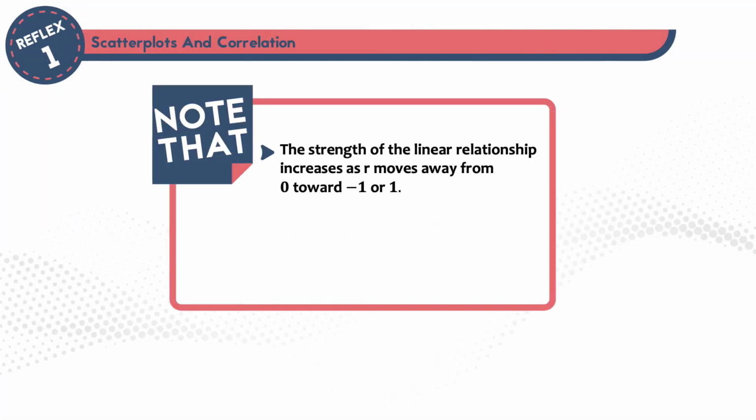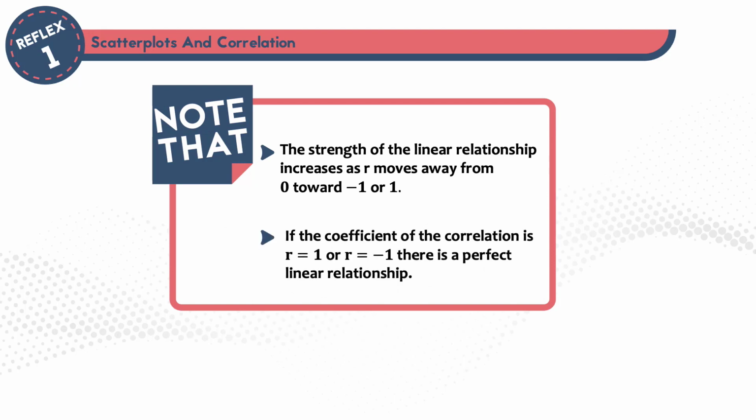Note that the strength of the linear relationship increases as R moves away from 0 toward either -1 or 1, and if the coefficient of correlation R is equal to 1 or R is equal to -1, then there is a perfect linear relationship.